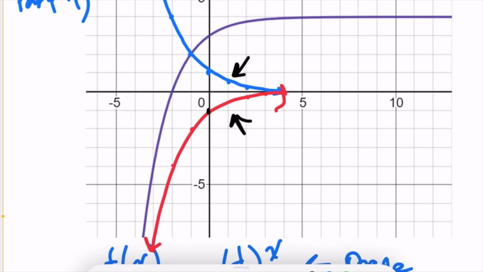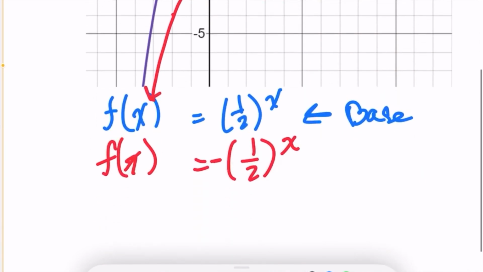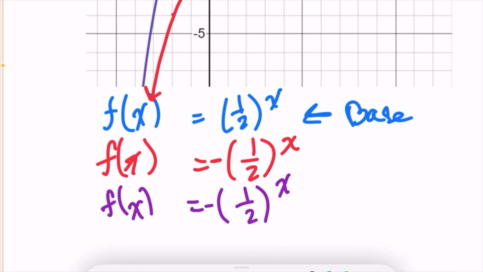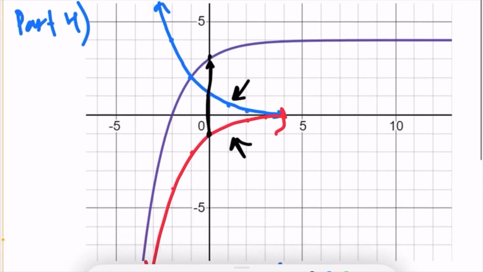And then I noticed that as soon as you move this guy up all the way to here, or in other words, up 4 units, then you can actually get to the final graph. And so we can say f of x equals negative 1/2 to the power x plus 4, and this would definitely be our final graph.